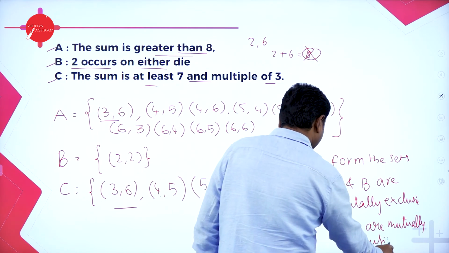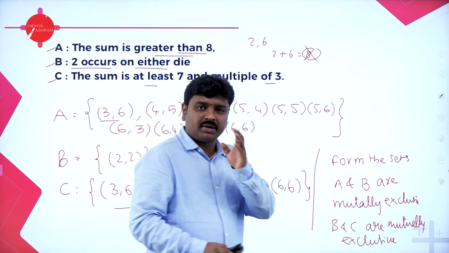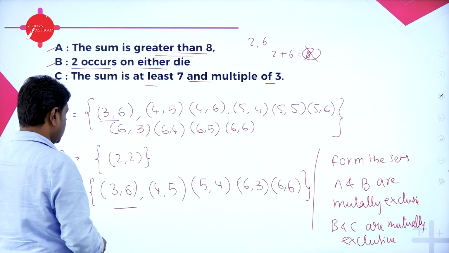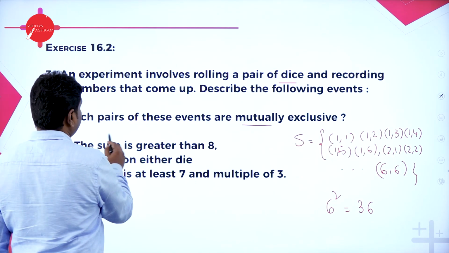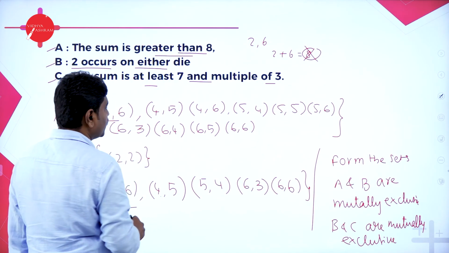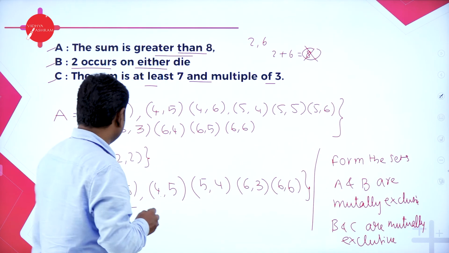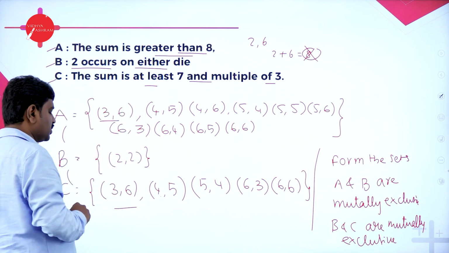So mutually exclusive, we have 2 pairs: one is AB, the other is BC. A and B are mutually exclusive, B and C are also mutually exclusive, and A and C are not mutually exclusive. They want you to find which of them are mutually exclusive, that's it. Which are not mutually exclusive? A and C. These two are not, but these two are mutually exclusive.